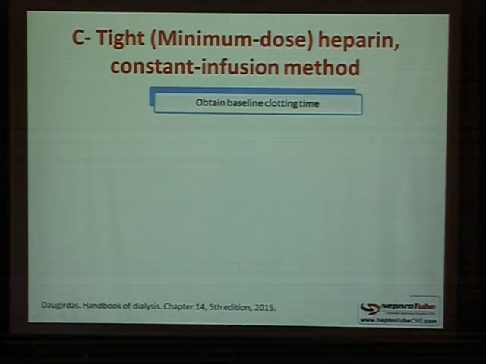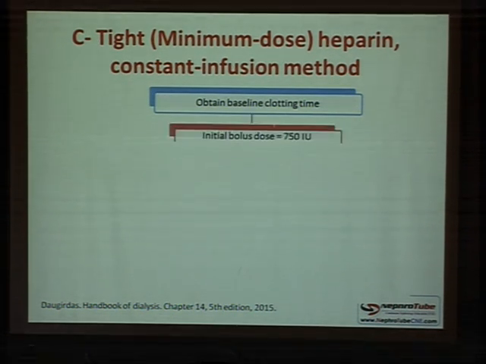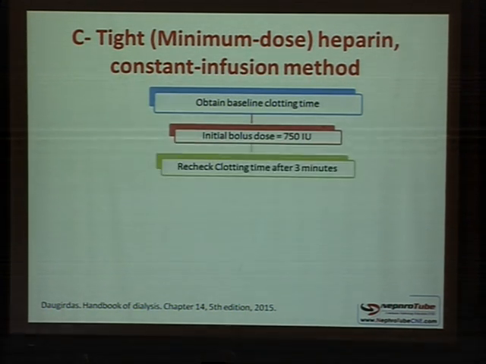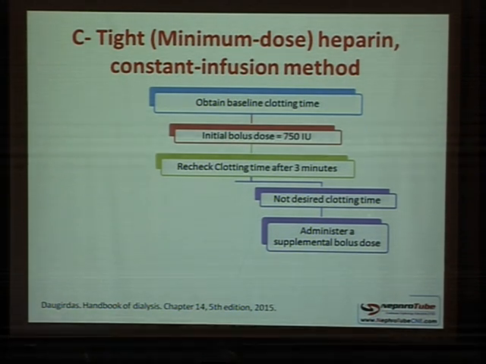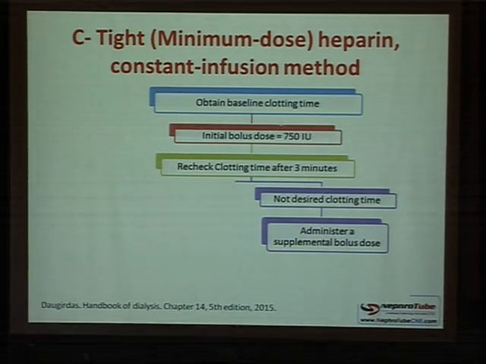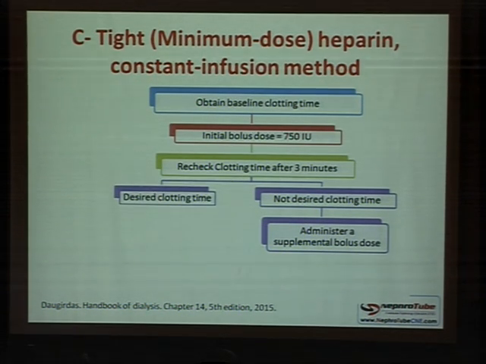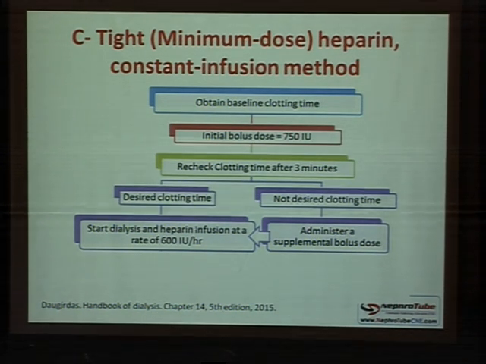How is it used? They obtain a baseline clotting time, followed by an initial bolus dose of 750 international units. Then they recheck clotting time after 3 minutes. If they didn't reach the desired clotting time, they administer another supplemental bolus dose of 750 international units. If the desired clotting time is reached, they start dialysis with heparin infusion at a rate of 600 international units. This is a minimum dose, tight dose of using heparin.